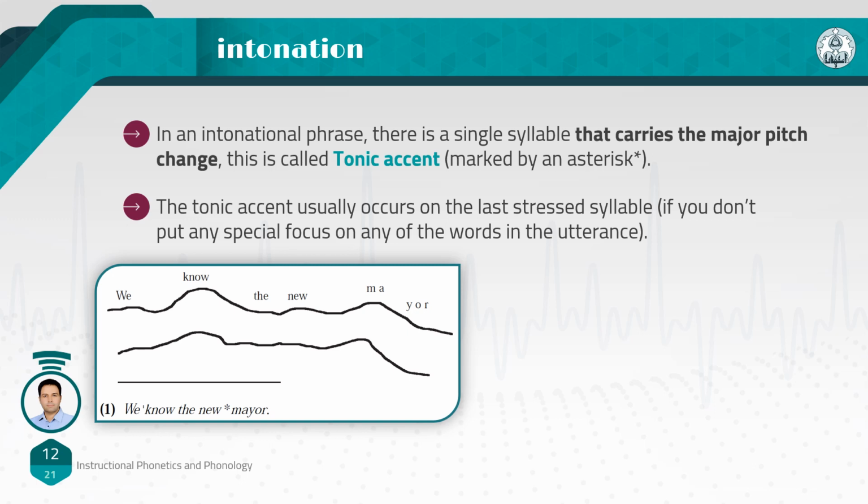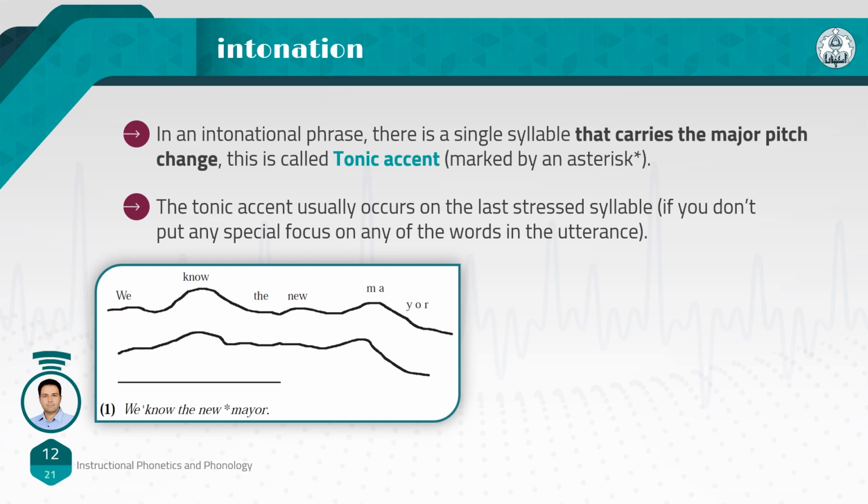In the first example, sentence number one, the first syllable of mayor has the tonic accent. And as you can see, this word is the last one with a large overall pitch change. There is a pitch peak on the stressed syllable, no, indicating that this syllable also had an accent, though the tonic accent on mayor is more prominent. The tonic accent usually occurs on the last stressed syllable in a tone group in neutral intonation. But it may occur earlier.